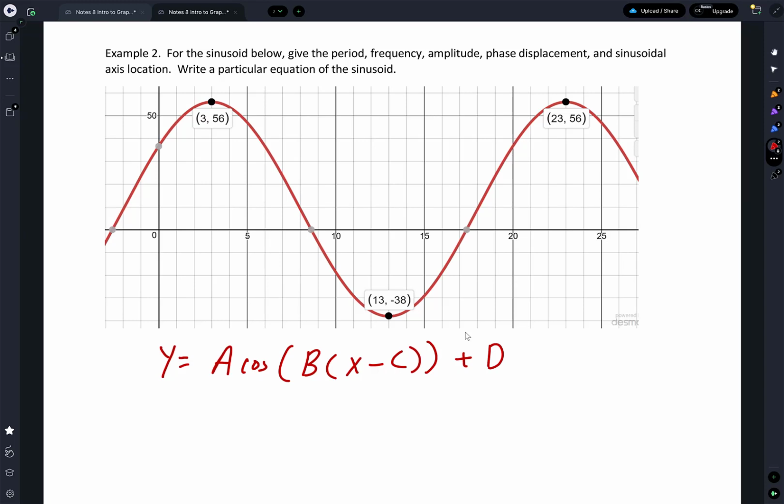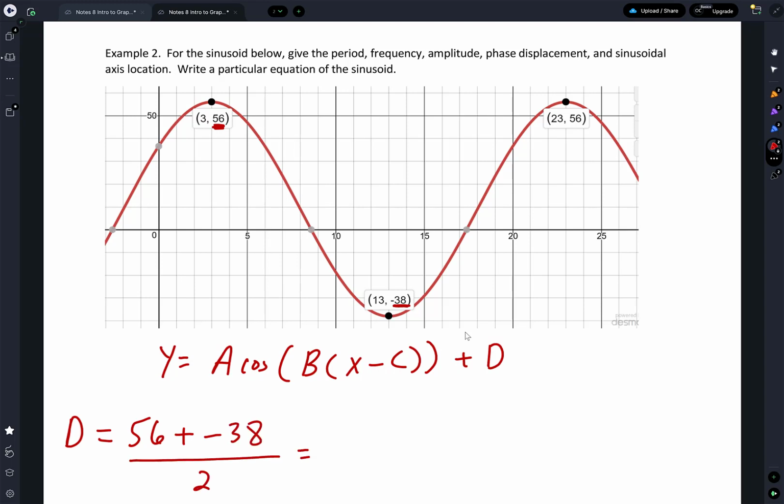How do you get the middle? It's the name, midline. It's in the middle between the highest and the lowest. How do you get the middle of anything? You add and divide by 2. That's how you get the middle of anything, guys. So that's exactly what I'm going to do. I'm going to add my high, add my low, and divide it by 2. My highest Y value is 56. My lowest Y value is -38. And whatever that is, I'm going to divide by 2.